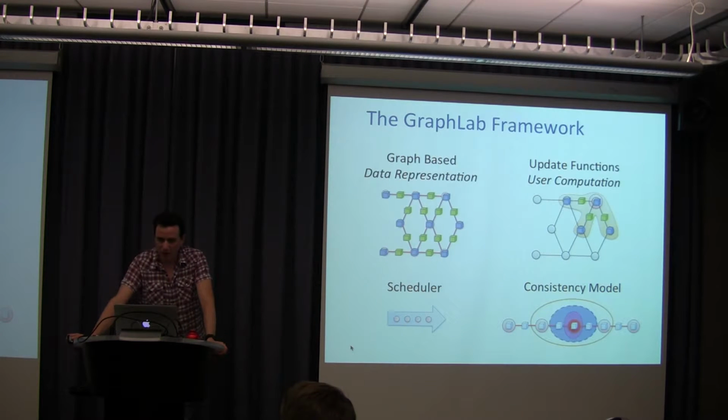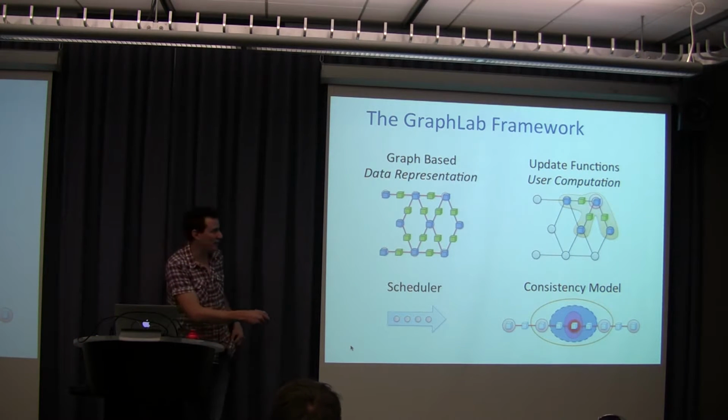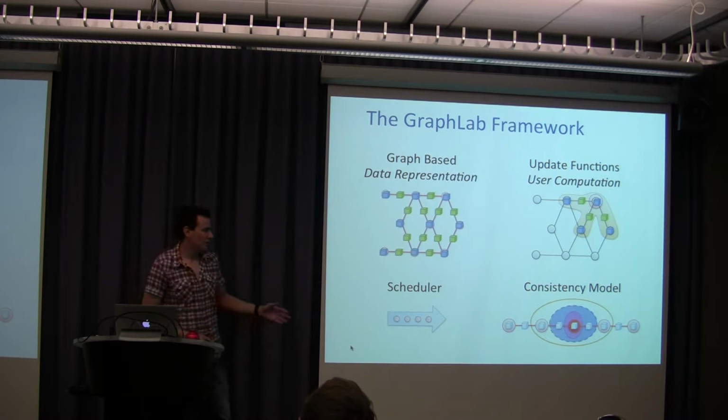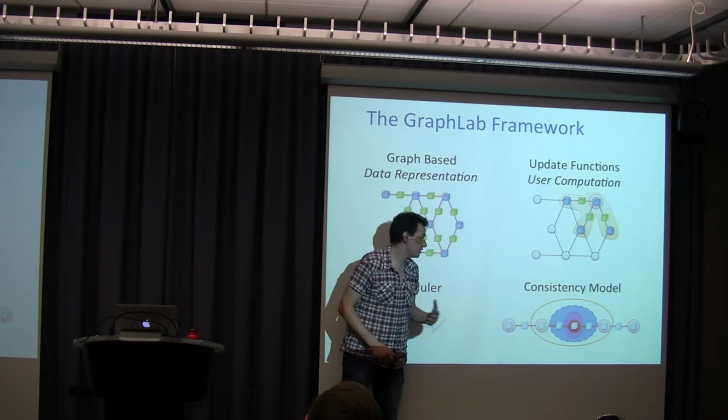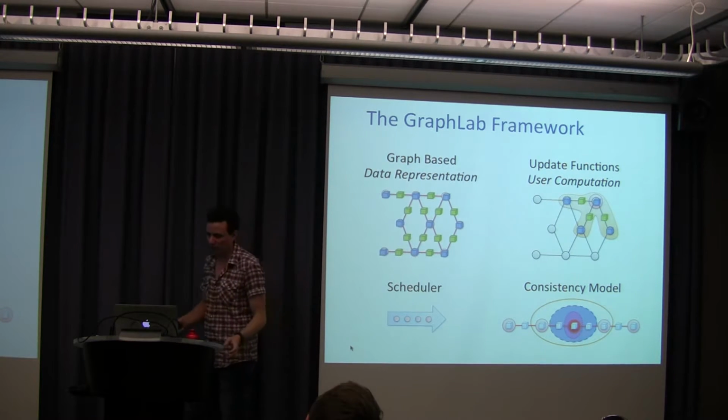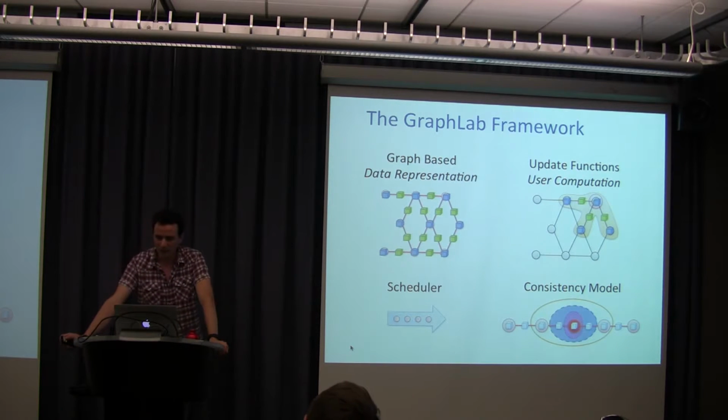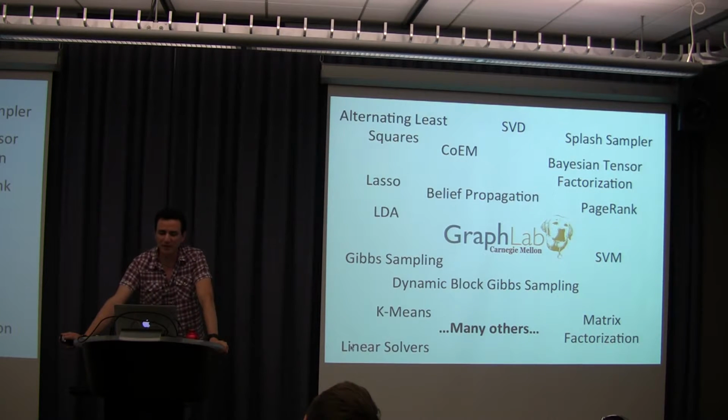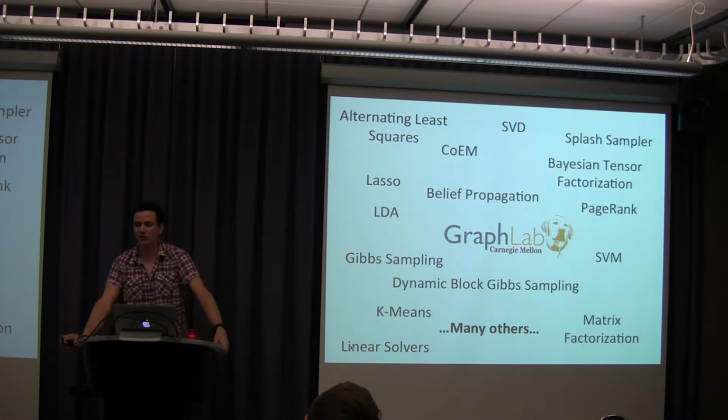So, from your perspective, you'd have to think about the data that you have as being graph structured, with these update functions that modify the data. There are some notions of scheduling and consistency that I haven't gone into too much detail on, but you get to play with those too if you want. And a bunch of algorithms were implemented in GraphLab 1 and evaluated. So let me give you one example of this.